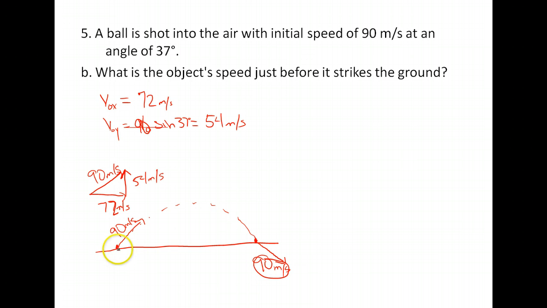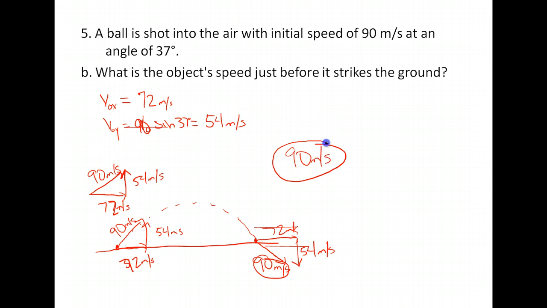The horizontal and the vertical will also be identical. So this would still be 72 meters per second, and this would be 54 meters per second. And then likewise, this would still be 72 meters per second, and this would be 54 meters per second. Sorry about some of the straight lines. My computer's making a few of them, but there's your answer. Your answer would just be simply 90 meters per second. It's going to end at the same speed that it starts with.